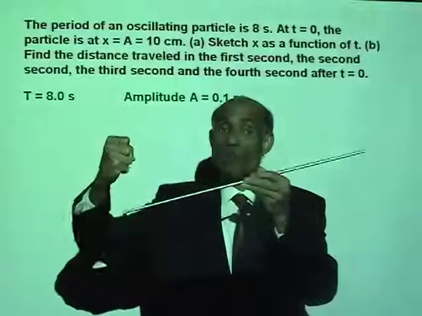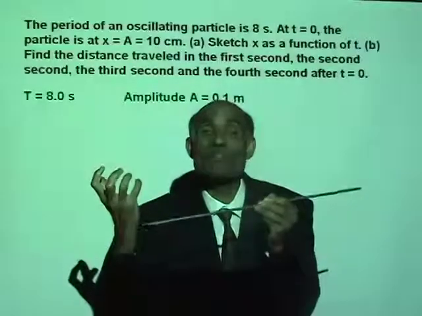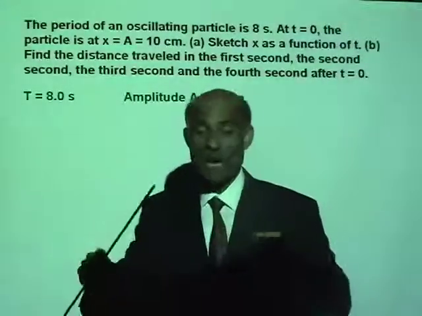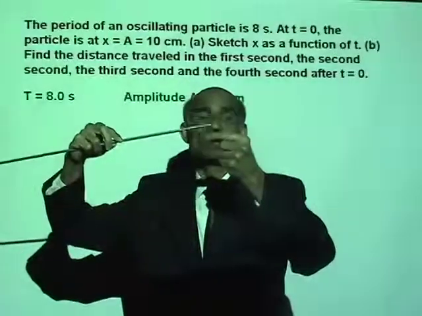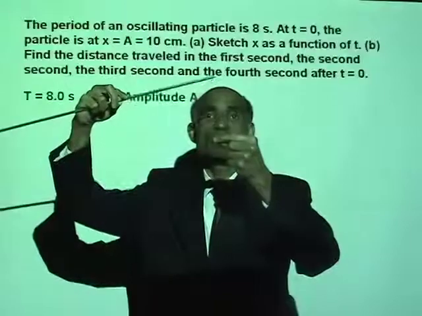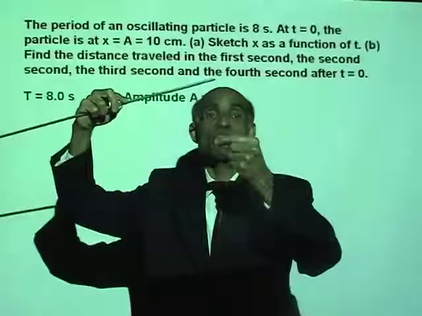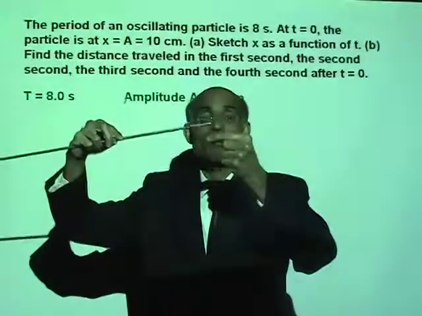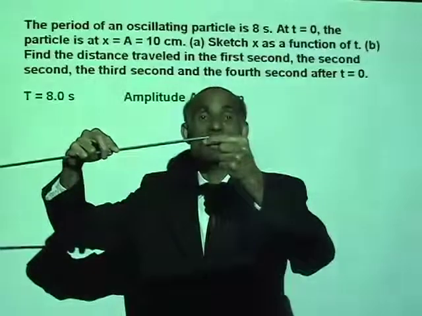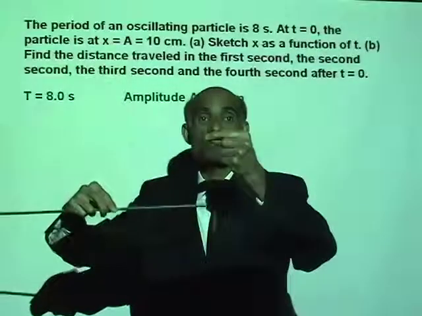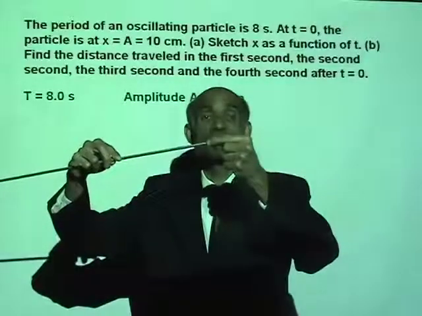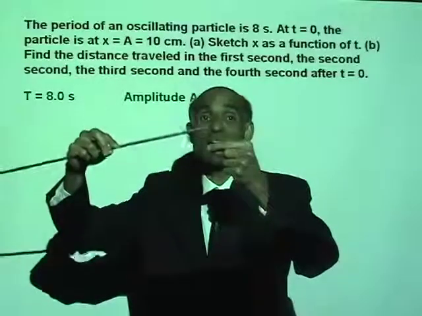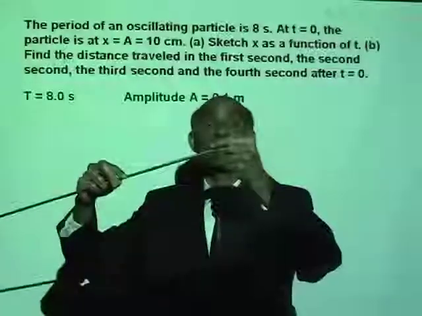That means, what is the phase angle at that time? Now remember, I explained the phase angle to you by taking the vertical motion. From the equilibrium, if you go to the upper extreme, the phase angle is pi by 2. Back to the equilibrium, phase angle is pi. Lower extreme, the phase angle is 3 pi by 2. Back to the equilibrium, the phase angle is 2 pi. That means one complete oscillation.